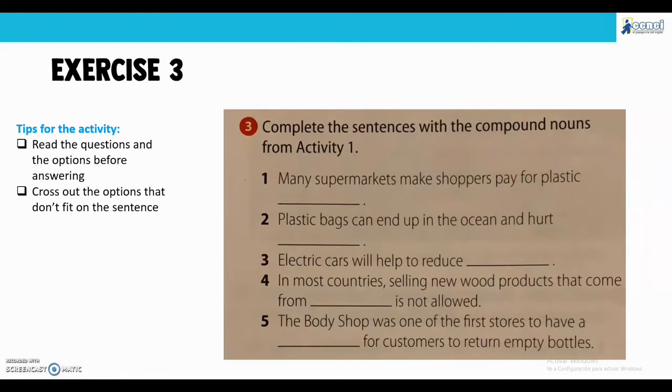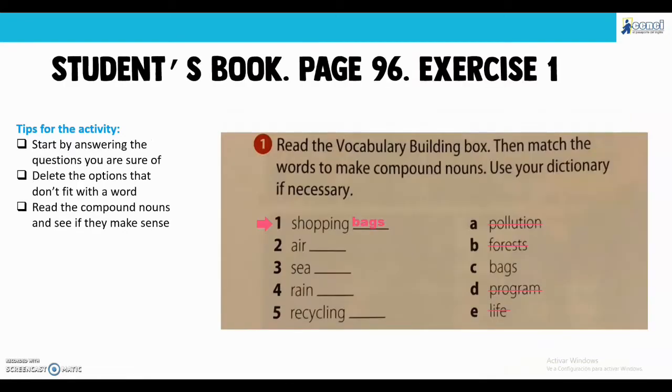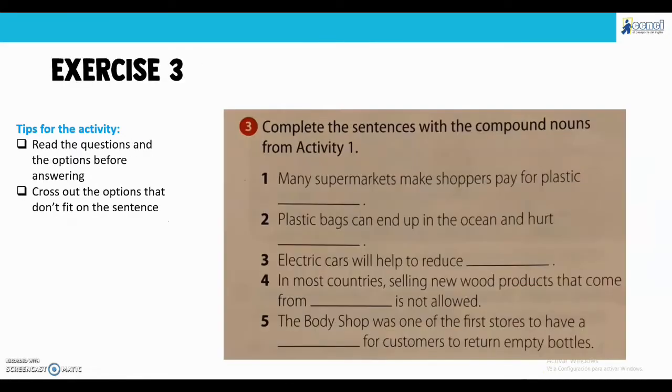Now we're going to go with exercise 3 and the instruction says, complete the sentences with the compound nouns from activity 1. The tips for the activity are: read the questions and the options before answering. Cross out the options that don't fit in the sentence. So it is very important that you make sure that your answers from the last exercise are correct. As you can see, the instruction says use your dictionary if necessary, because you're going to need it in this exercise. So, for example, a word that we got from the last exercise is shopping bags.